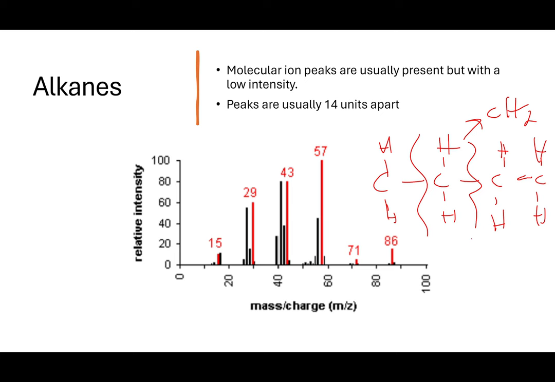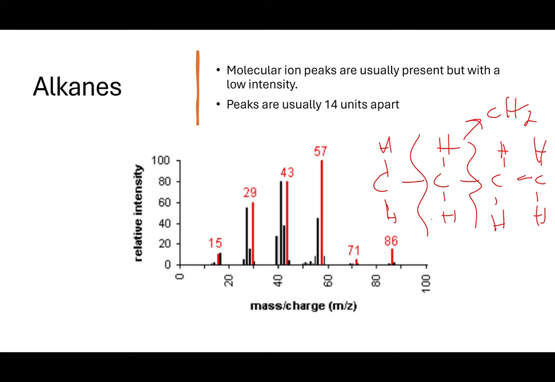Why they're 14 units away? Because when we break them off, the carbon fragments, the carbon usually breaks off with two hydrogens. So we're losing the carbon and two hydrogens, 14 mass units, so the peaks are 14 units apart. One carbon and two hydrogens add up to 14. Each time we lose that, we get a different peak at a different area. So 15 plus 14 gives us 29, 29 plus 14 gives us 43, etc.